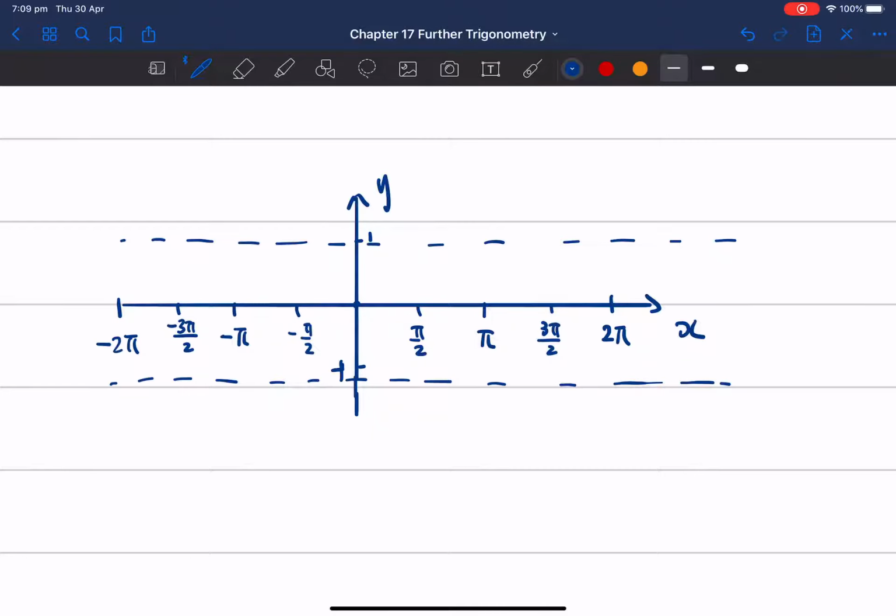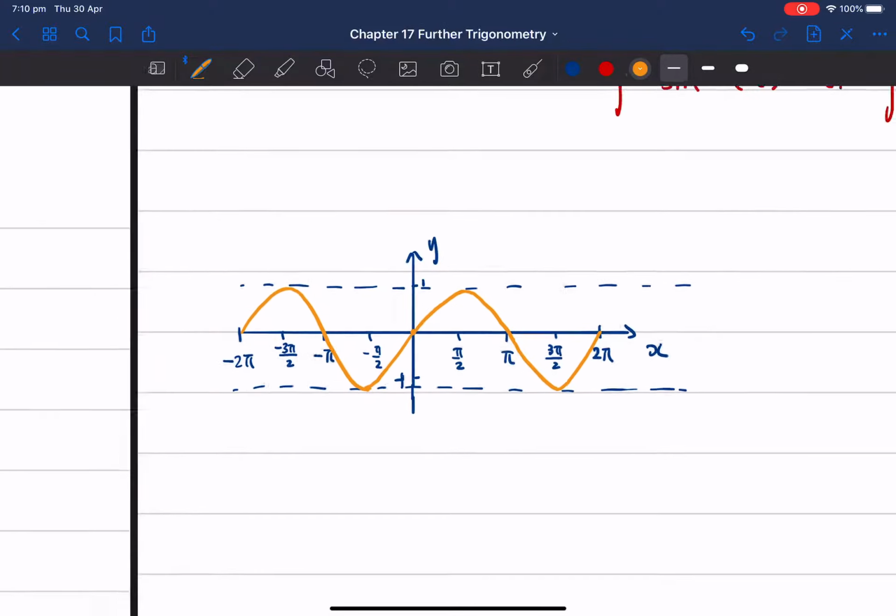The sine function starts from 0. Let me just use a different color. It starts from 0, goes up first to that point, then goes down, keeps going downwards, and then comes back to 2 pi. This is the function on the right-hand side. We can complete this entire function on the left-hand side. So that becomes the sine x function here.